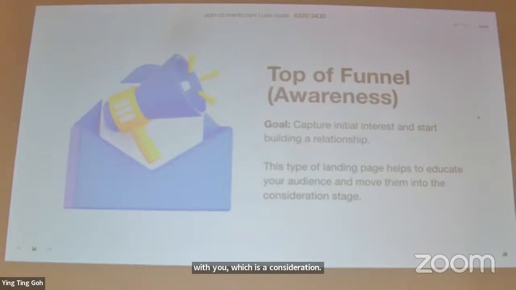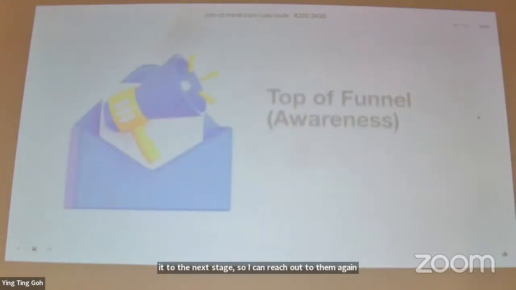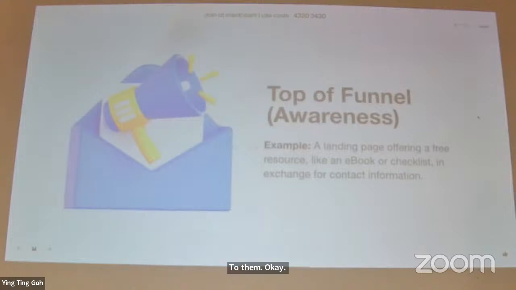If there are people who are just coming to your website and then walking away, of course they're top of the funnel. But we are interested in building a landing page that has some form of conversion so we can take it to the next stage. So I need at least their contact details or their email so I can reach out to them again and nurture them. Okay? So an example for this can look like, oh, here's a free ebook, a free resource, free checklist, free worksheet, some form of information exchange for their contact.